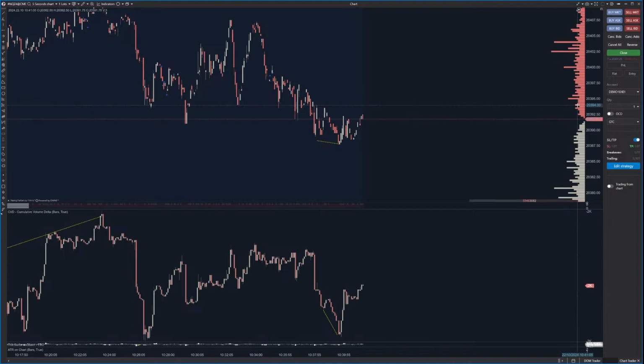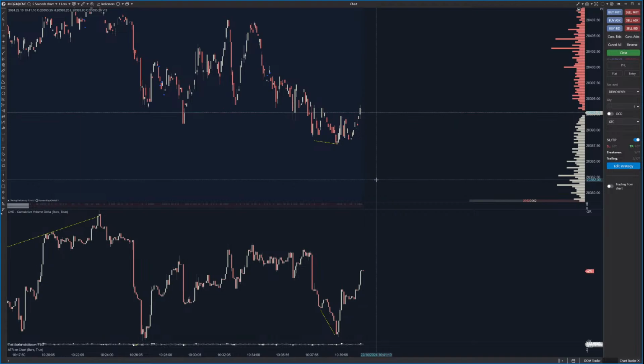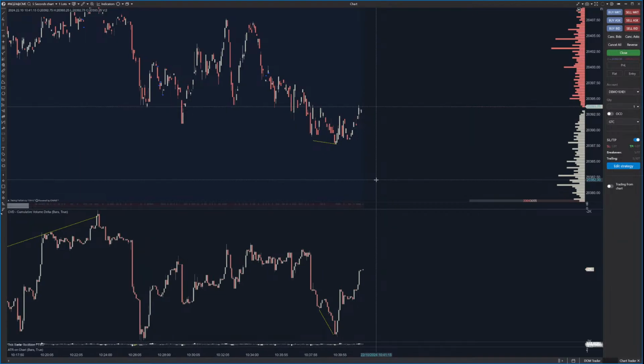Like, how do we actually spot when this is taking place? And for that, we use the cumulative delta. And I want to show a few examples, and then you can go and play around with it and get a feeling of how it looks like on the chart.